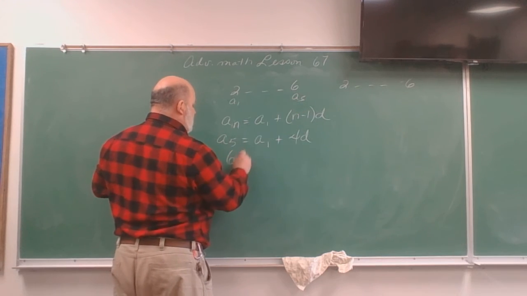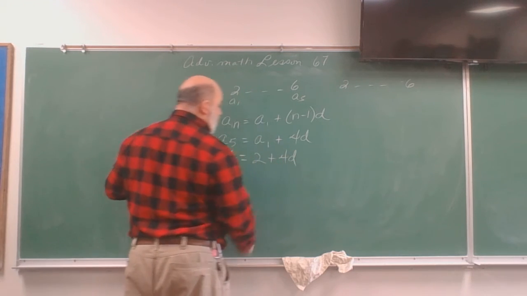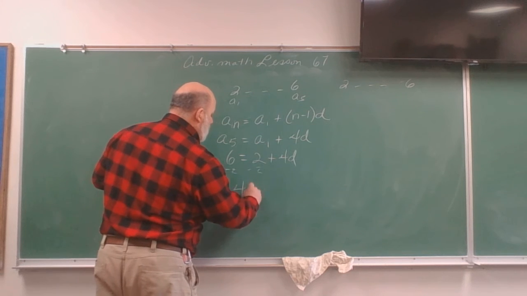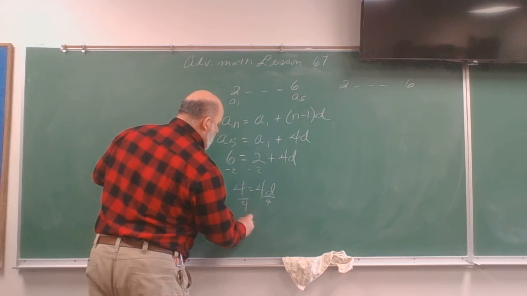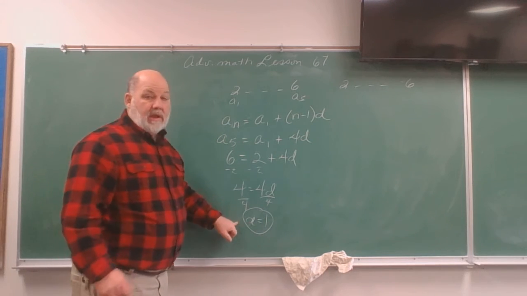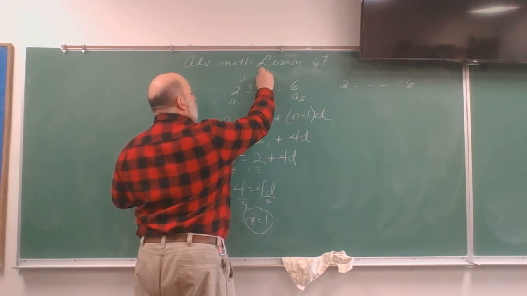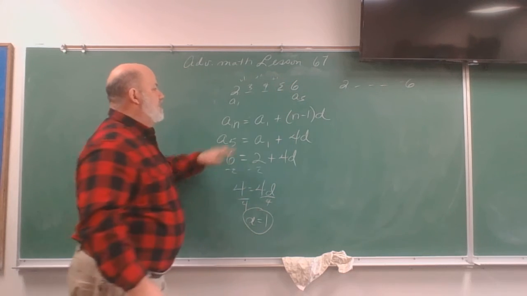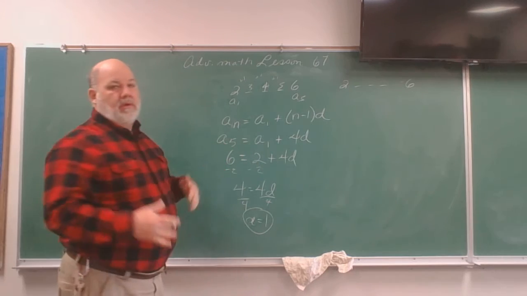A sub 5 is 6. A sub 1 is 2 plus 4d. I subtract 2 from both sides. I get 4 equals 4d. Divided by 4, I get my common difference is 1. Meaning I come up here and I go 2 plus 1 and I get 3. Plus 1, I get 4. Plus 1, I get 5. Plus 1, I get 6. Hey, it worked. Why would you go through all that?